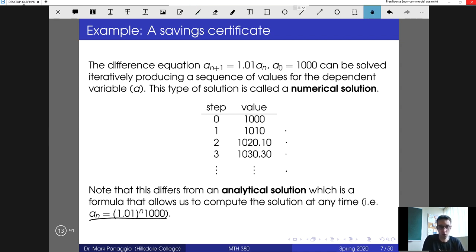And then if we want to know what the value is going to be 100 months from now or 1,000 months from now, we can directly go there without having to compute all of the intermediate values or search through a table or something like that.